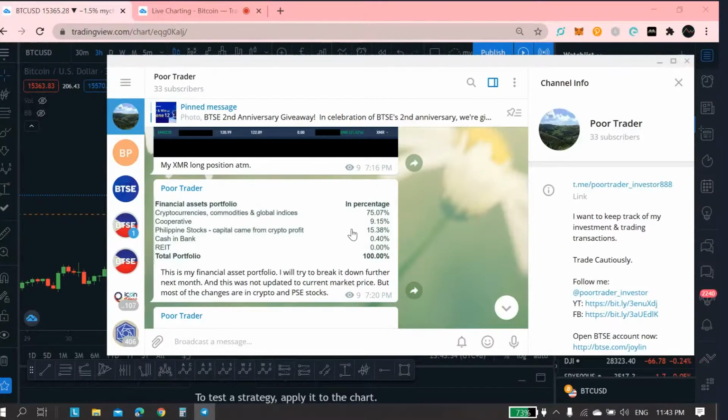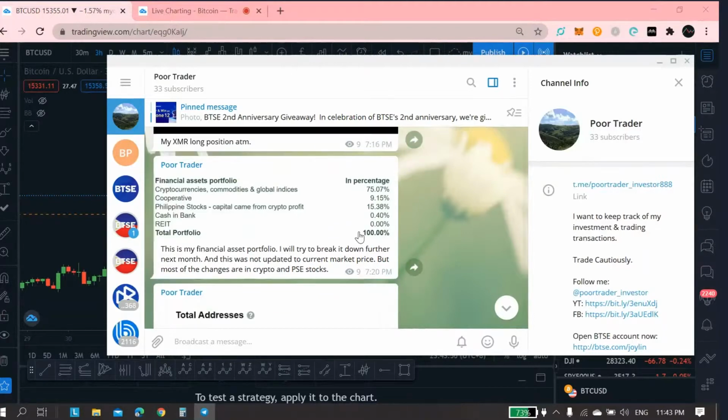Actually, this is not updated, I mean the market price. But if there are changes, of course the cryptocurrencies, commodities, and global indices will go higher, and of course the Philippine stock market will also move higher because of the market valuations. So I think that's it.